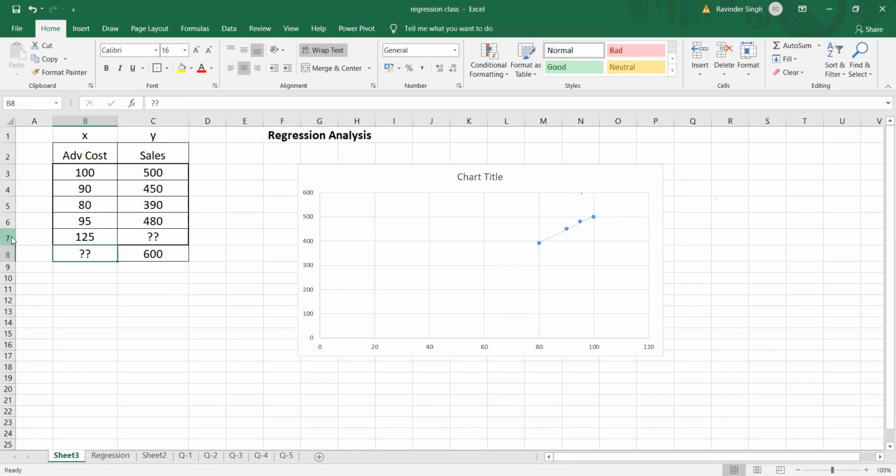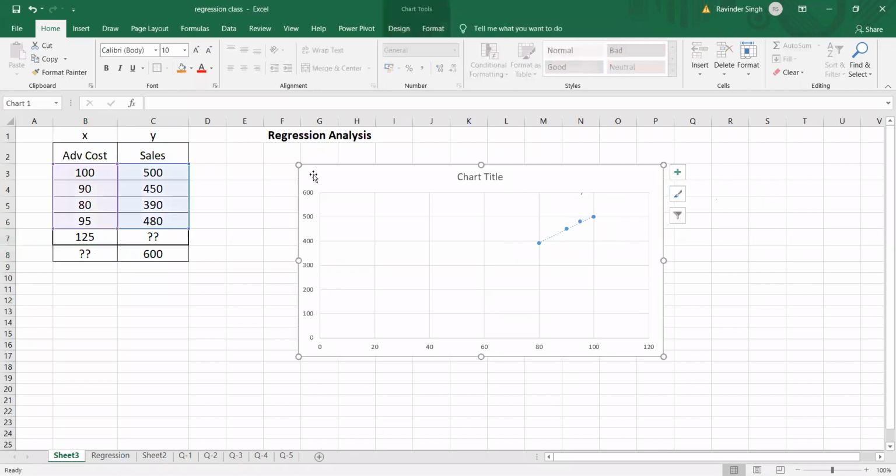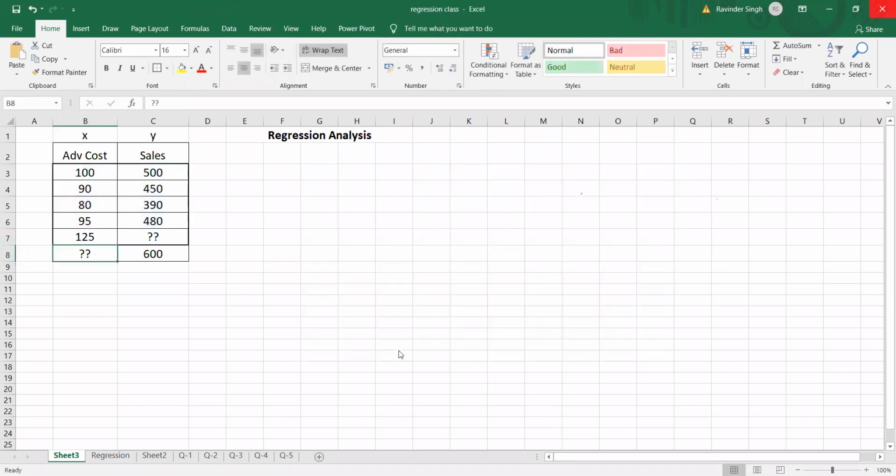Okay, I will just delete this plot for a while. Now, if you come back to this particular portion here, we have to find the sales when the advertisement cost is given.